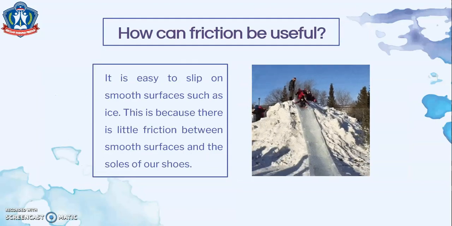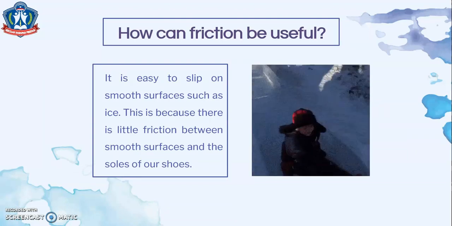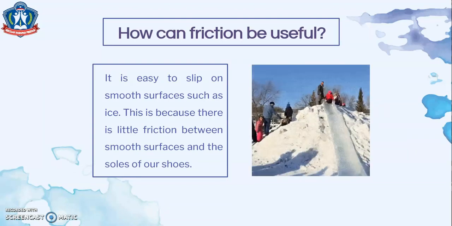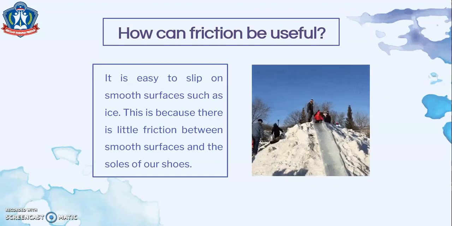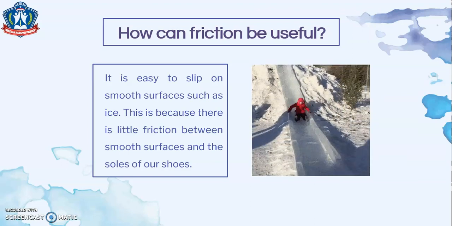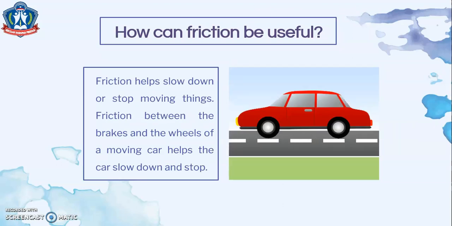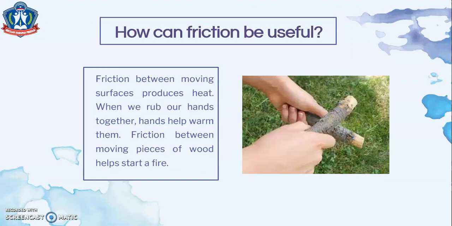It is easy to slip on smooth surfaces such as ice. This is because there is little friction between smooth surfaces and the soles of our shoes. Friction helps slow down or stop moving things. Friction between the brakes and the wheels of a moving car helps the car slow down and stop. Friction between moving surfaces produces heat. When we rub our hands together, it helps warm them. Friction between moving pieces of wood helps start a fire.